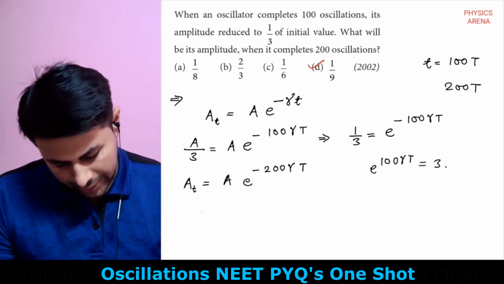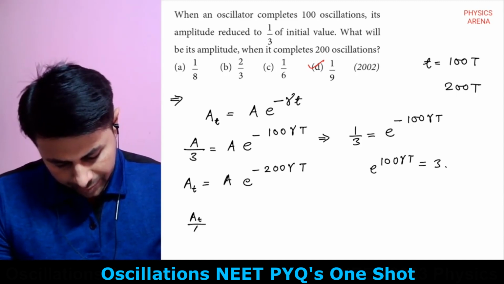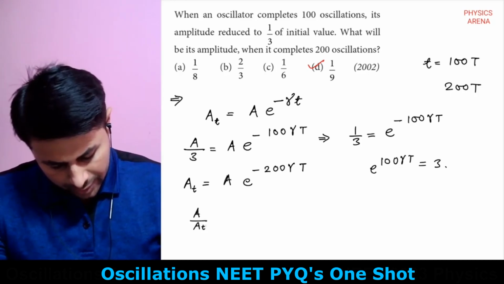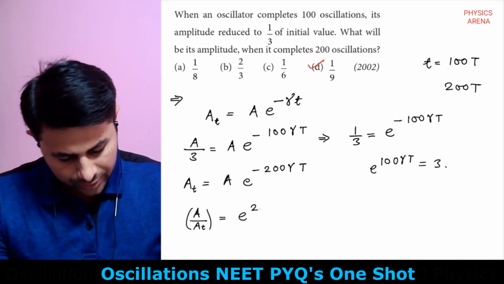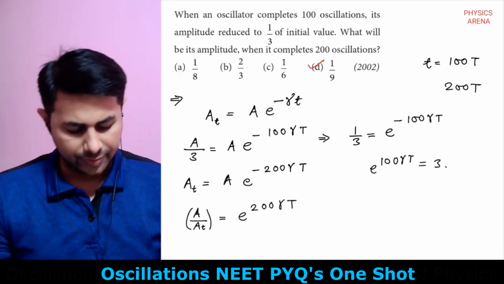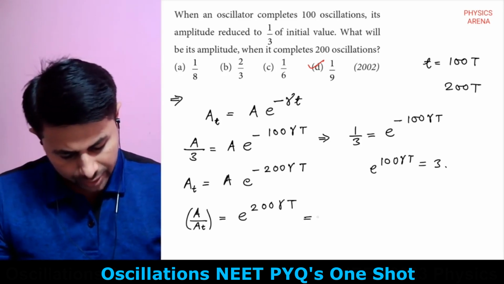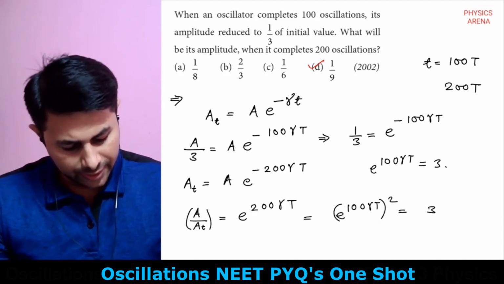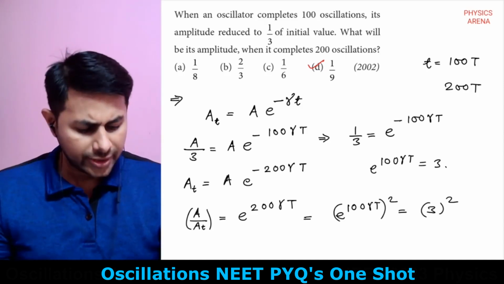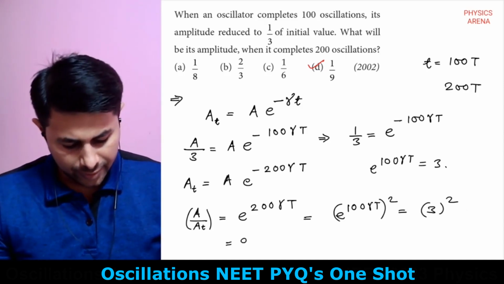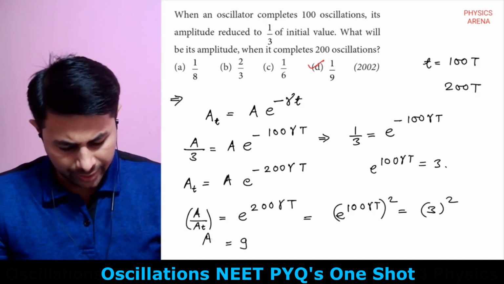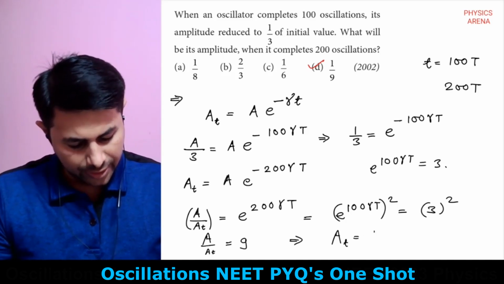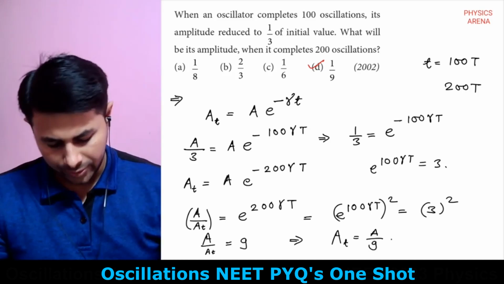So I can say A_t upon A, or let's write A upon A_t, is equal to e raised to 200 gamma T. Or this is equal to e raised to 100 gamma T whole square, that is 3 square, right? What is 3 square? 3 square is 9. So A upon A_t is equal to 9, and that means A_t equals to what? A upon 9. So option D is the answer.